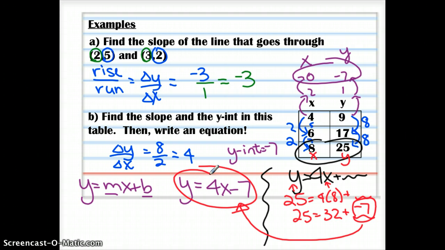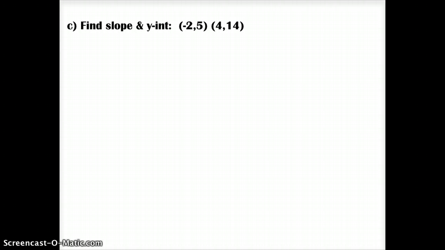All right, last one. Let's see if you can do it. This is the really hard kind. So find slope and y-intercept here. I didn't even give you a table. All I did is give you 2 points, -2, 5, and 4, 14. So I want you to figure out the slope, and I want you to figure out the y-intercept. And so when I'm working on this again, I'm going to look at change in y over change in x, and it's really good to figure out the slope first. It makes the y-intercept much easier.